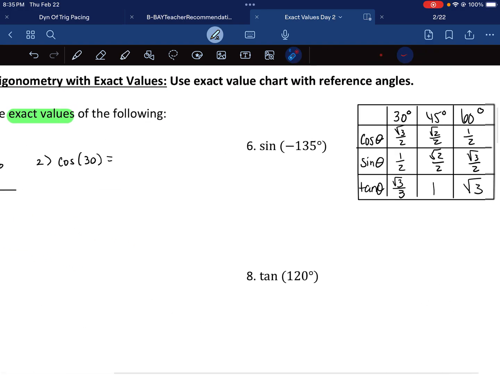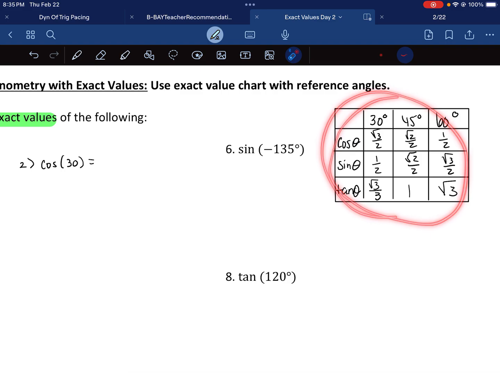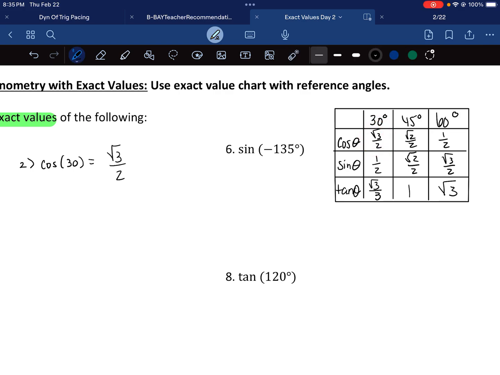Now, step 2 is going to be, look at your chart, what is cosine of 30? Going over here, so now you have to know the chart, okay? You have to know this. Going over here, cosine 30. This answer is radical 3 over 2. Okay, but that's not our final answer.